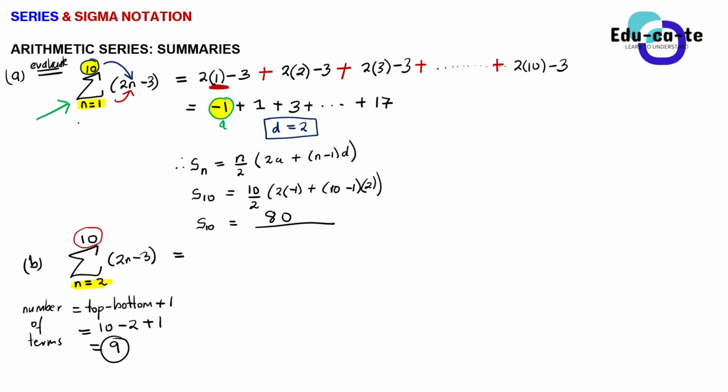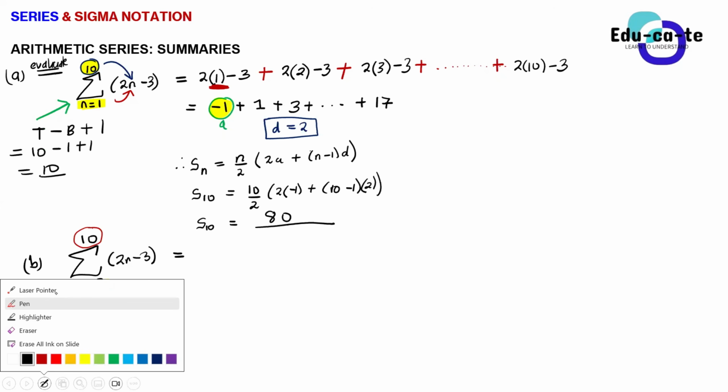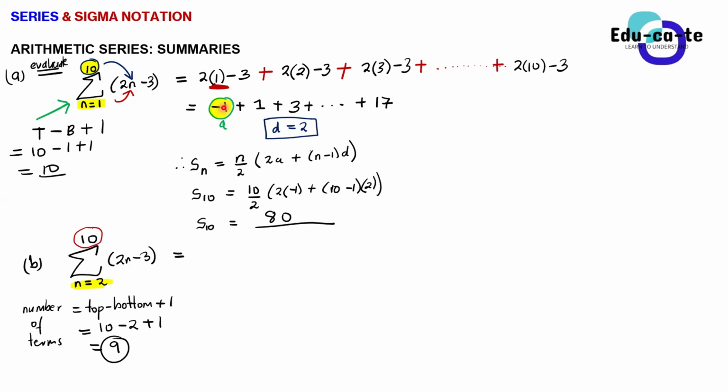Now, in the first one, we were adding 10 terms. Do you remember, guys, when you did top minus bottom plus 1 on the first one, we found out that we were adding 10 terms. This is term 1, term 2, term 3, term 4, term 5, term 6, term 7, term 8, term 9, and term 10. So we were adding all 10 terms. But now we are only adding 9 terms because we are starting at n is equal to 2. We are not starting at n is equal to 1.